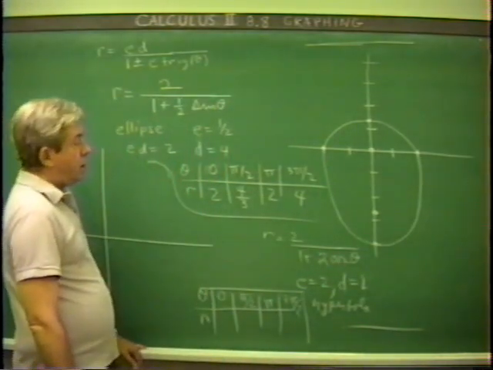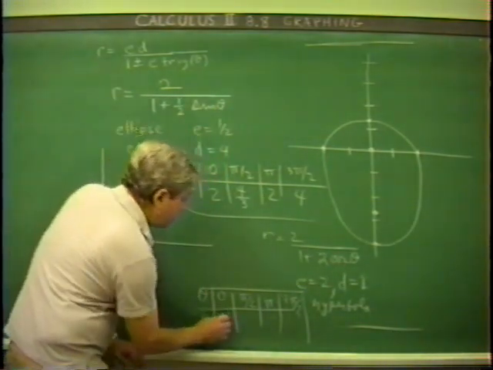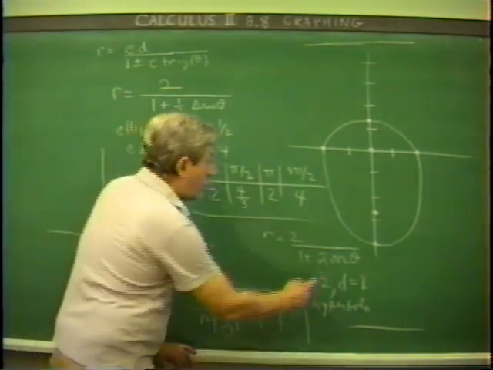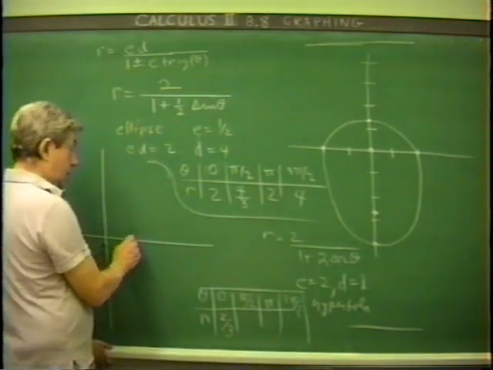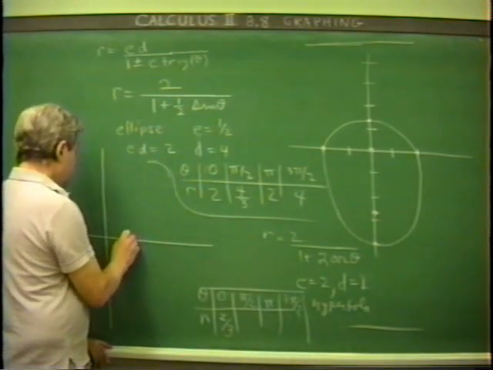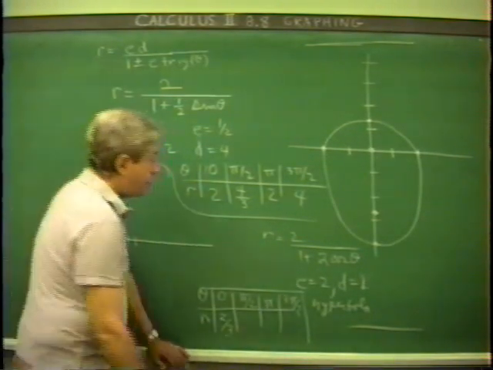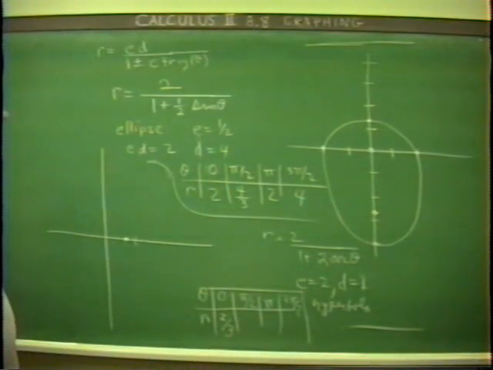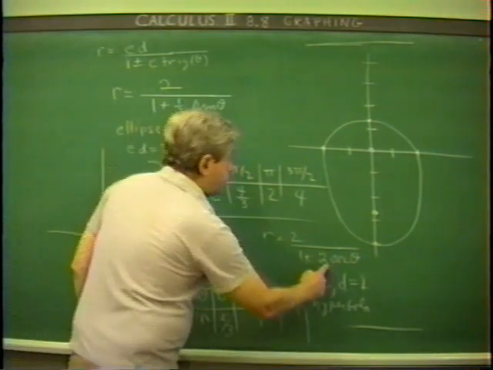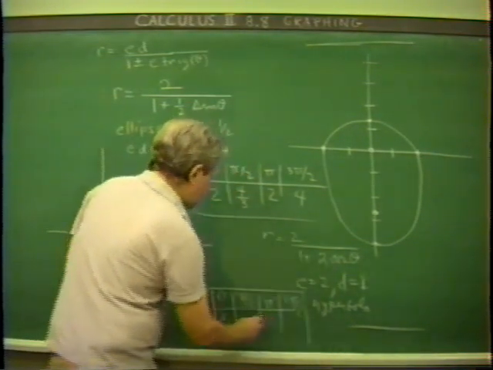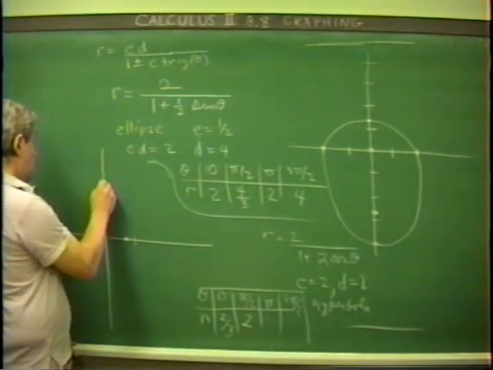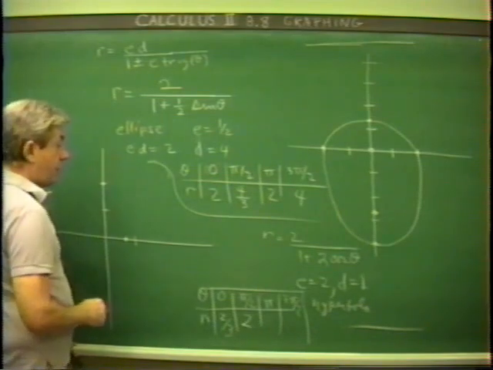When theta is equal to 0, cosine theta is 1, and so we've got 2/3 here. When theta is equal to pi over 2, cosine theta is 0, so we've got 2 here. So at pi over 2, we get 2.